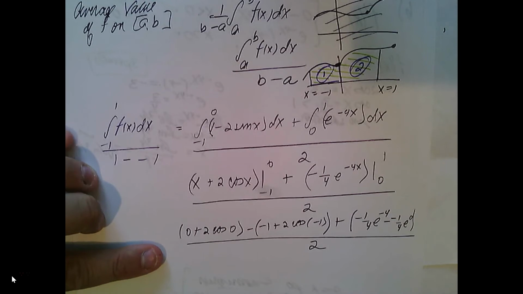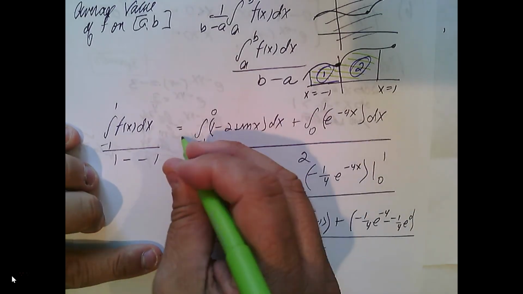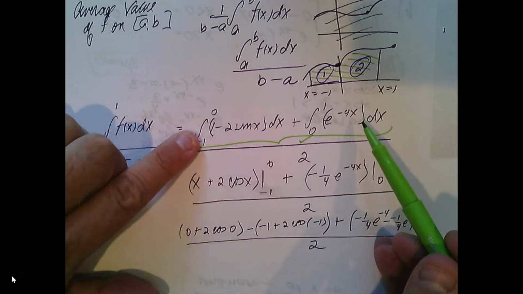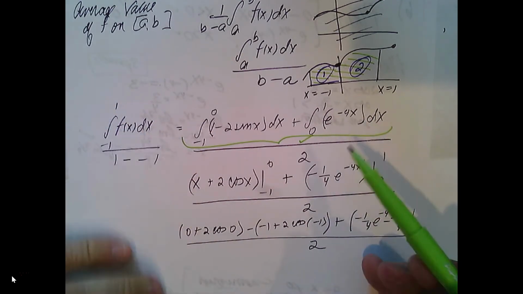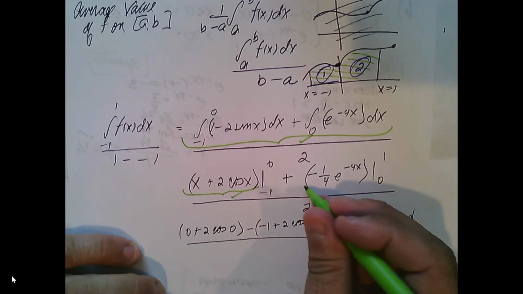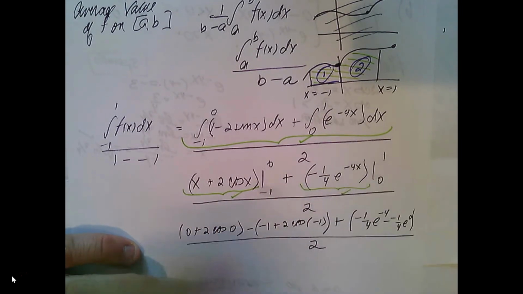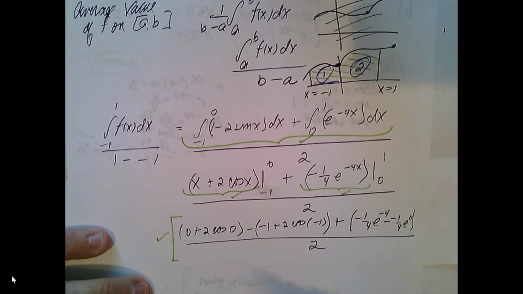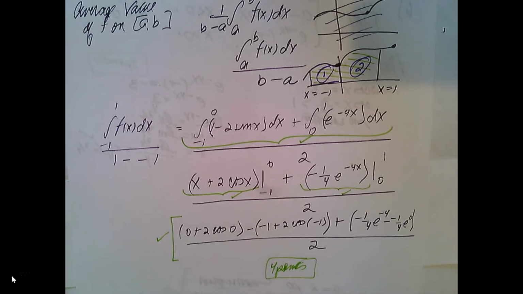So here's how the College Board awarded points. They awarded points for knowing to break up this integral as two separate integrals. They awarded a point for the antiderivative of the first piece, another point for the antiderivative of the last piece, and then 1 point for reaching here where everything is a number. So that's a grand total of 4 points.